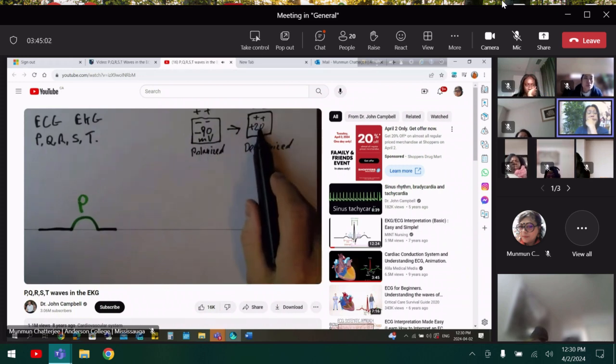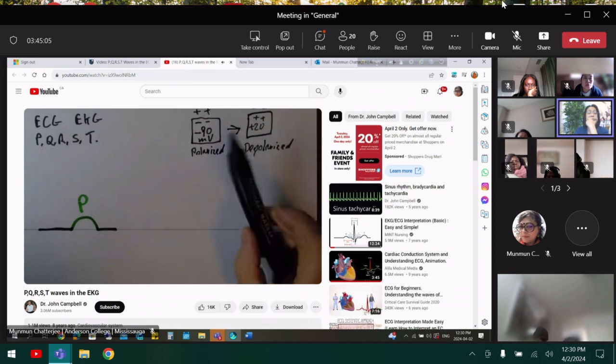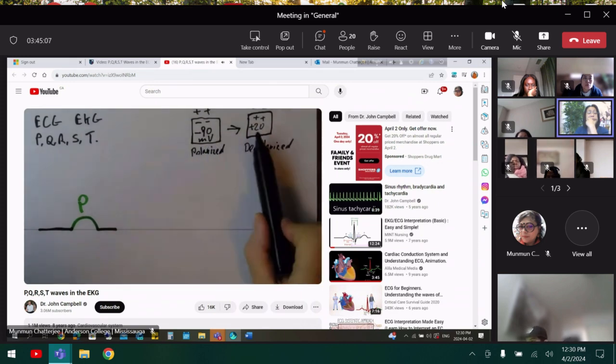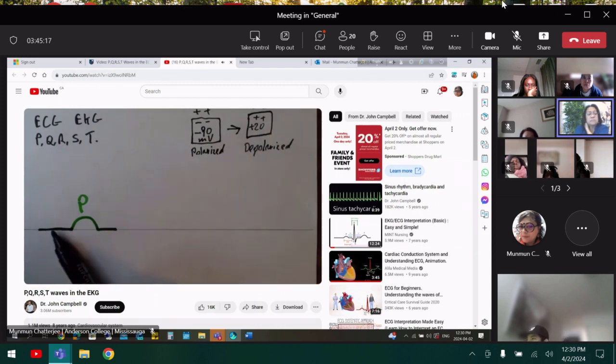And the important thing about this is that it's the change from being polarized to being depolarized that initiates the muscle contraction. That's what triggers the initial muscle contraction. So the muscle's sitting there in a polarized state, then it depolarizes, and that's what stimulates the contraction. Now, that's the P wave.